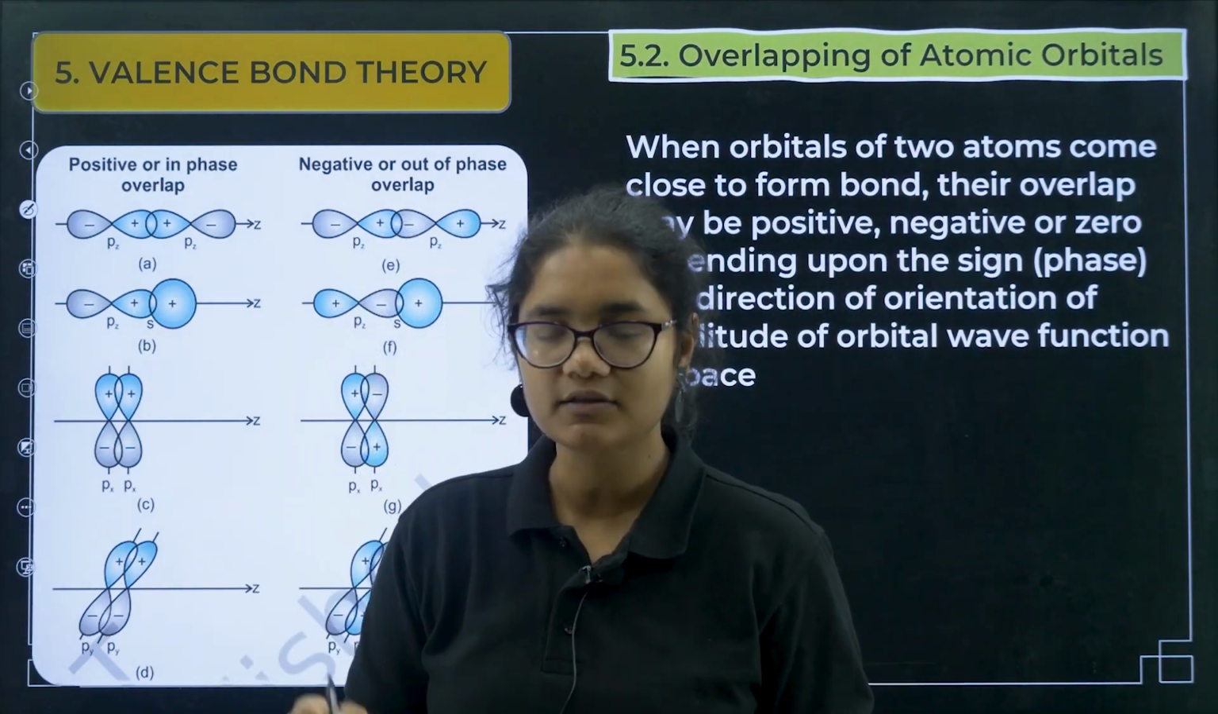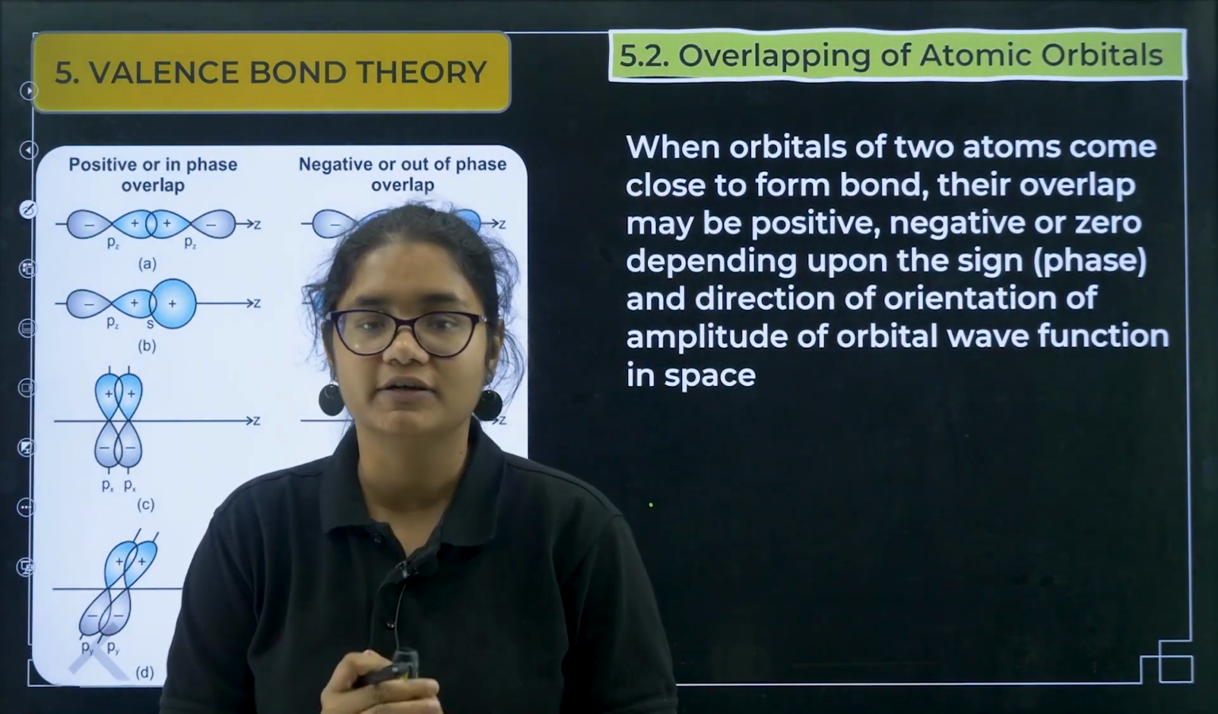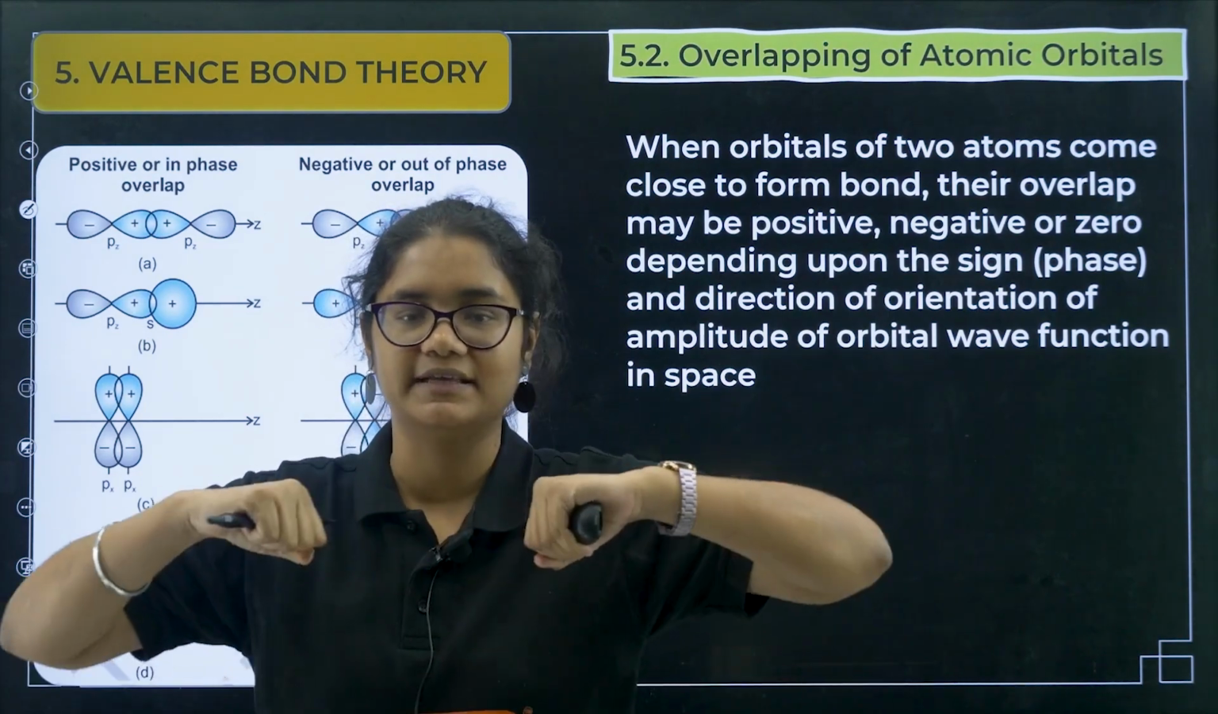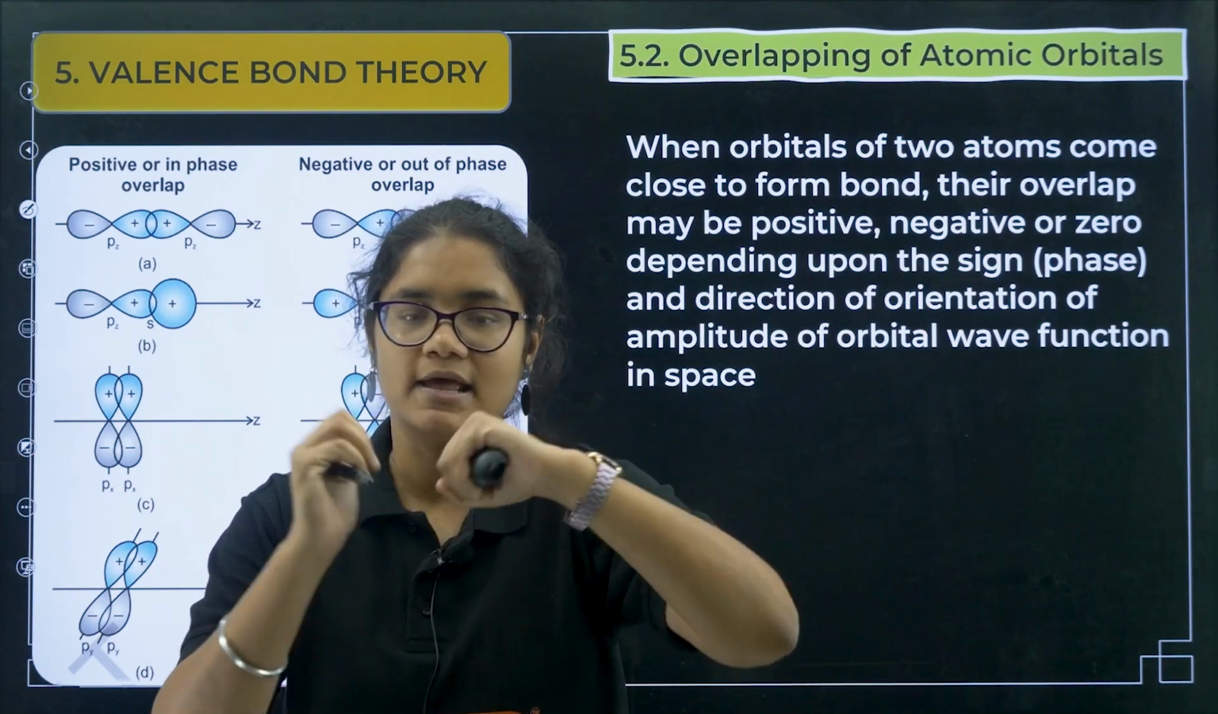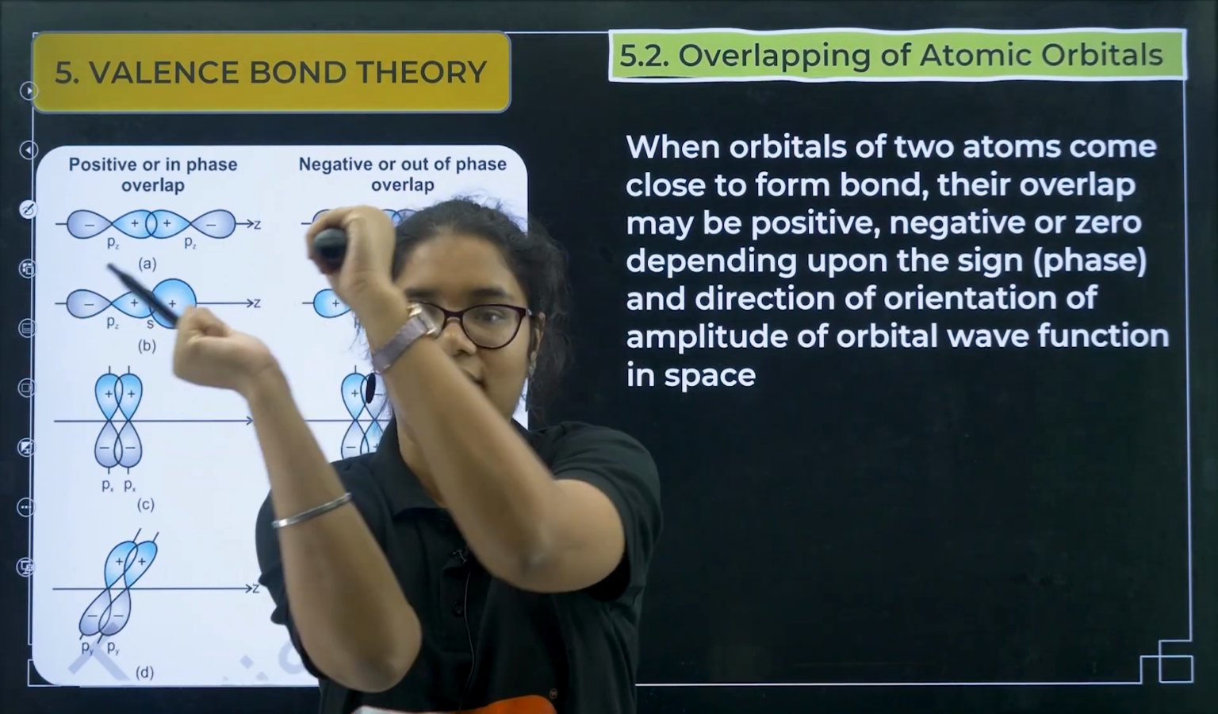Okay, so which orbitals can overlap? First is your pz. Pz overlapping can be positive, negative. Next pz and s. Next you have px and next you have py.